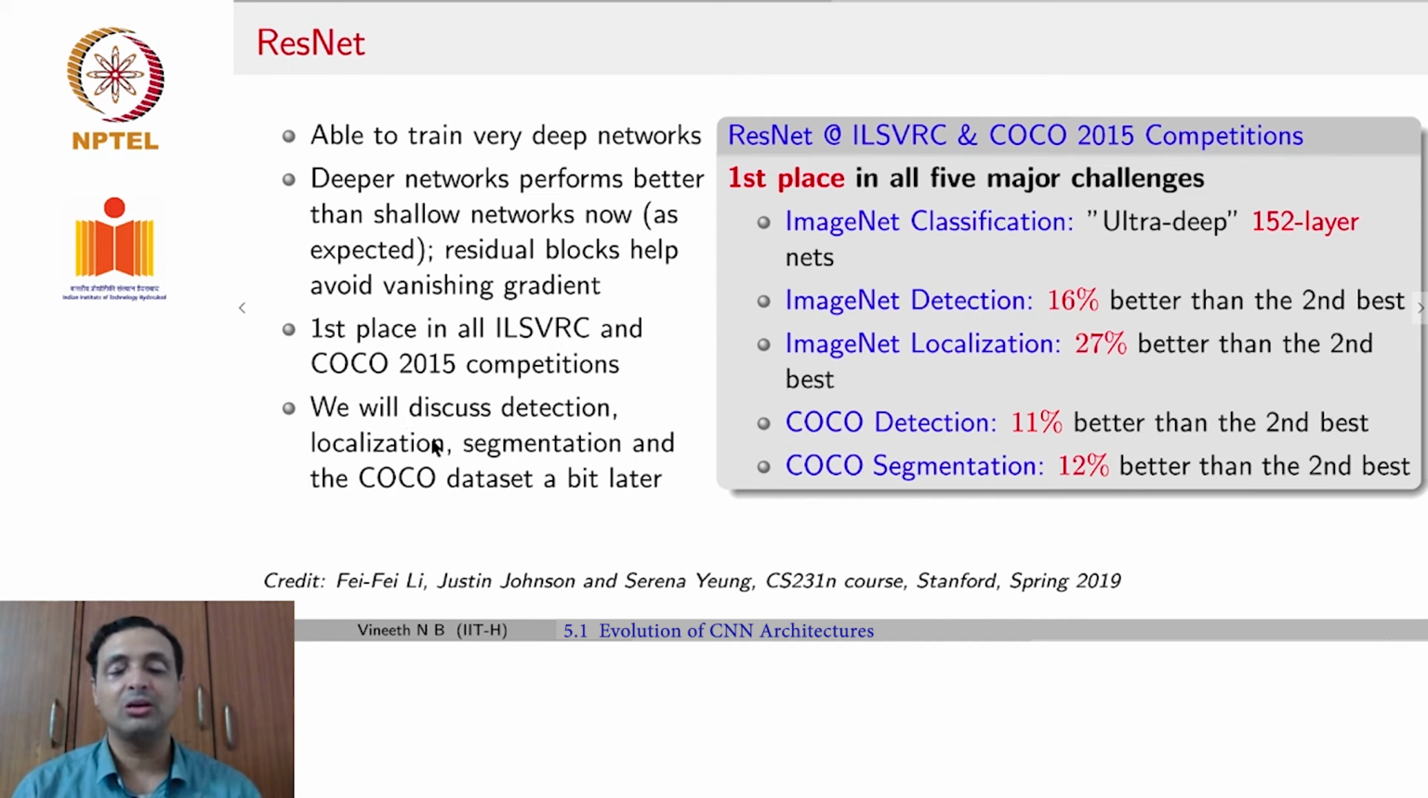We will discuss detection, localization, segmentation, and the COCO dataset a bit later, but just to let you know that this model swept through all challenges in 2015 and has since then been an important architecture that people use for various applications in computer vision.